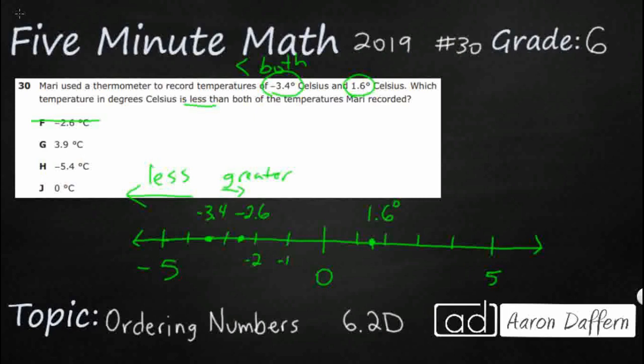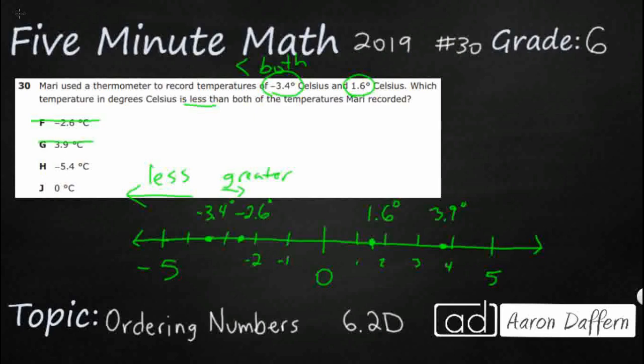3.9 would work wonderfully if it was negative. But we've got 1, 2, 3, 4, and 3.9 is right here. If it were negative 3.9, it would fall behind the negative 3.4. But this is much too large. Not sure what the thinking is behind that. That's not even a good answer.